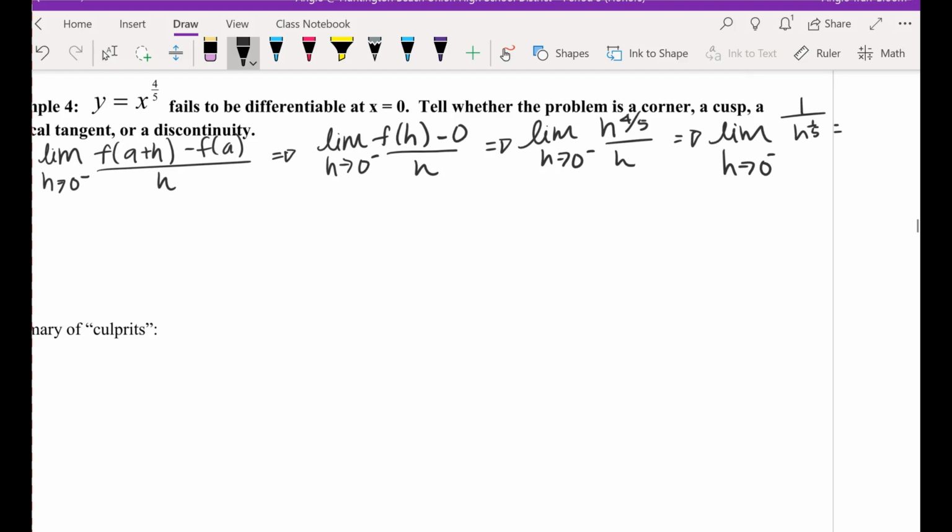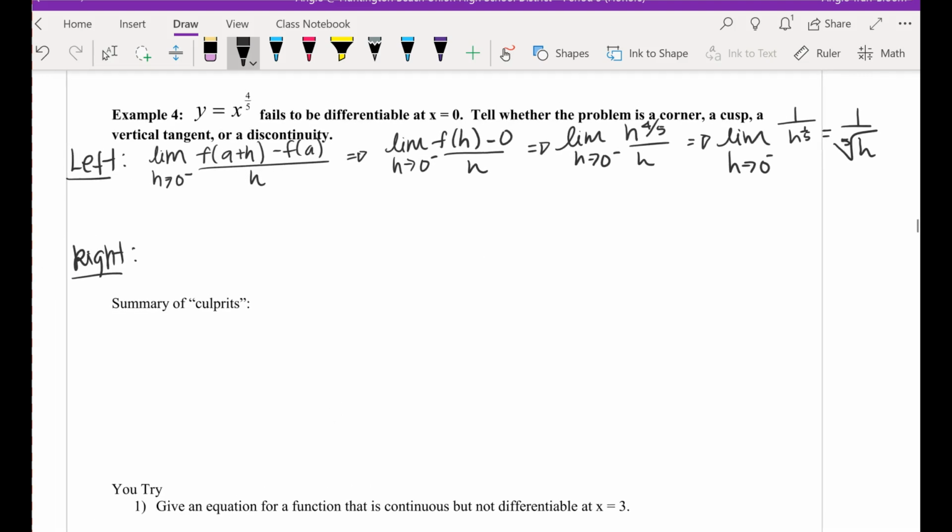Some of you don't have to write it. Can I write it as a radical if you like radicals better? Yeah, when it's a rational exponent, write whatever you want. Now, as h approaches 0 from the left, what value are you going to choose? Negative, right? 0.001, or whatever negative value you want to pick. Fifth root, negative. 1 divided by a negative small number is a negative large number. So this is heading towards negative infinity.